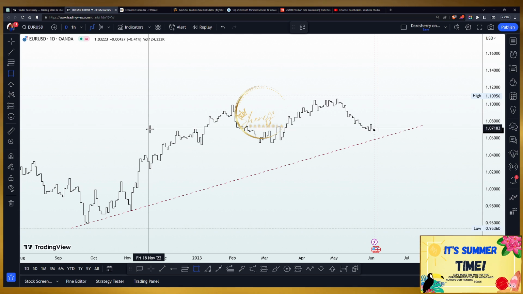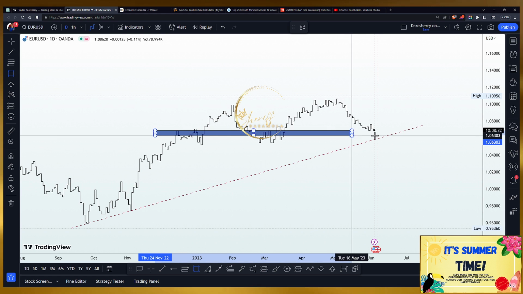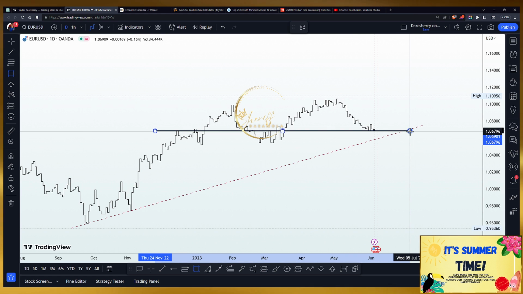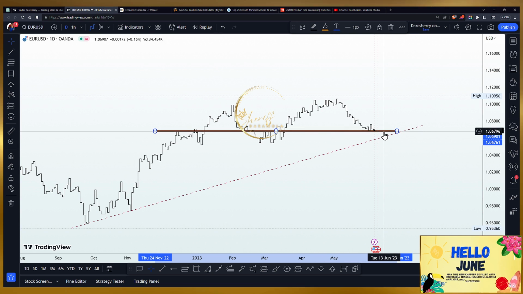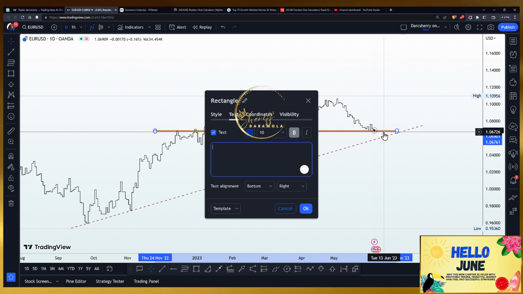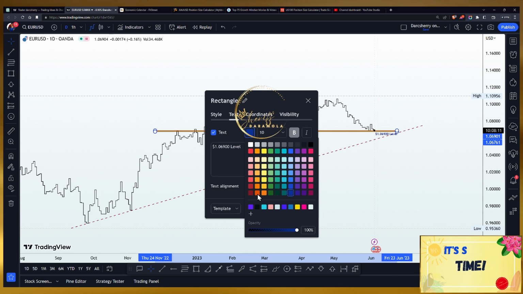Then secondly, we have a key level to work with around this area, and that falls exactly around the 1.06900 level. So let's mark that out. I always like my key level to be in gold, so I will be changing this to a gold color, and let's label it 1.06900 level, right? So we have the 1.06900 level marked out, and that also should be in a gold color.